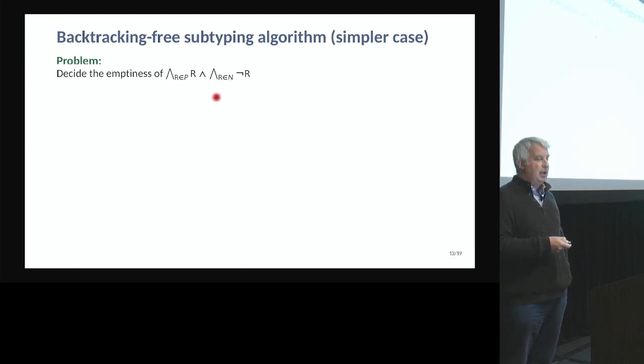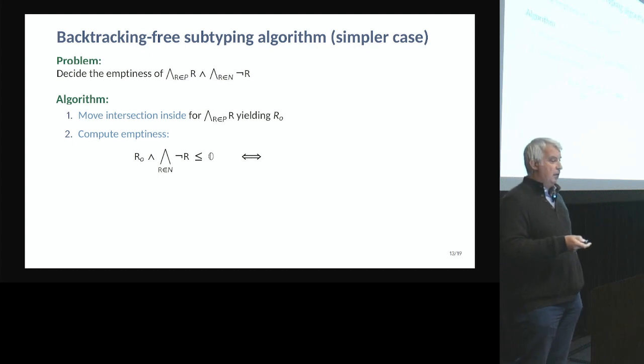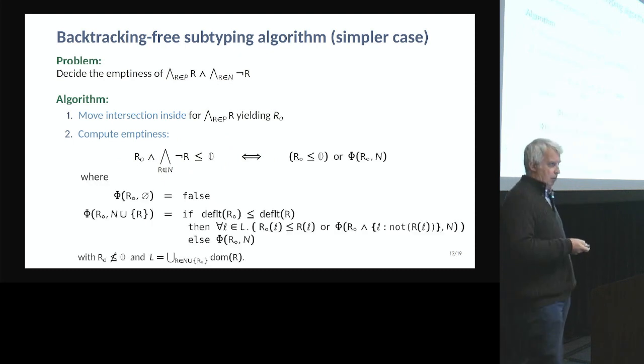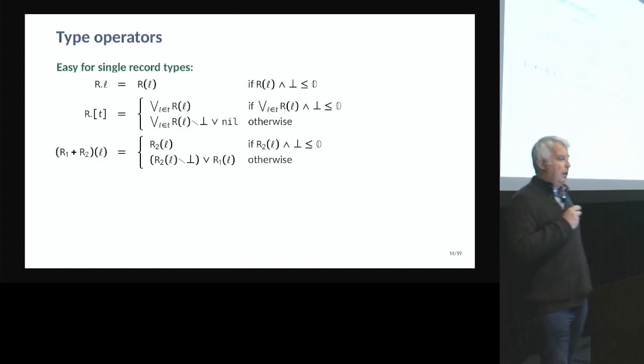Well, first observation, an intersection of records is always the record of intersection. They are like products in that. So I move the intersection inside here, yielding some R0. So now what I have to do is to compute emptiness of these things, and this is equivalent to, again, an unreadable formula. So that checks this is empty if and only if R0 is empty, or I call this phi function, which has as parameters the positive one and the set of negative records, and if the set is empty, it is false. If it is not, I pick one R, I do some test, and I do a recursive call. So no backtracking there.